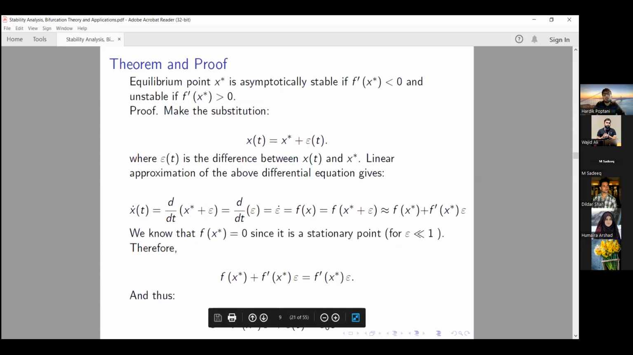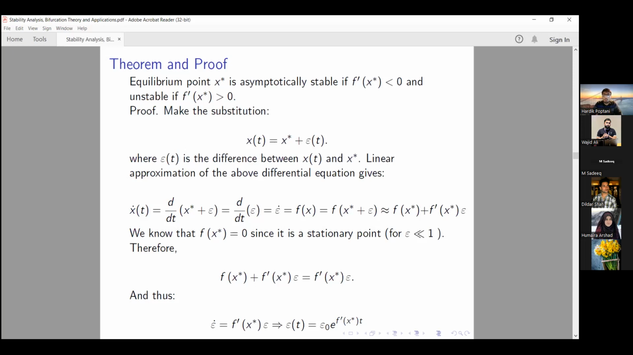So we look at another theorem, where the equilibrium point x star is asymptotically stable if f prime of x star is less than 0 and unstable if it's greater than 0. So let's say we make a substitution where x of t equals x star plus epsilon, where epsilon is now a variable of time, and it's the difference between x and x star.